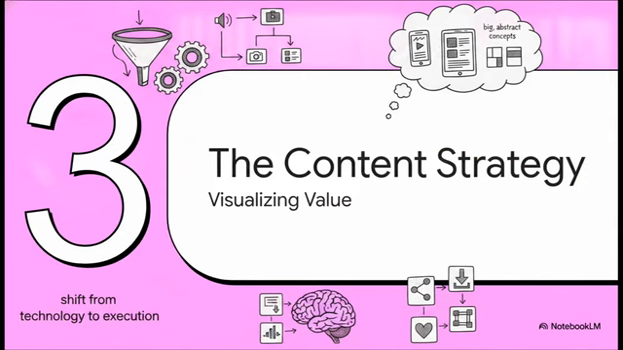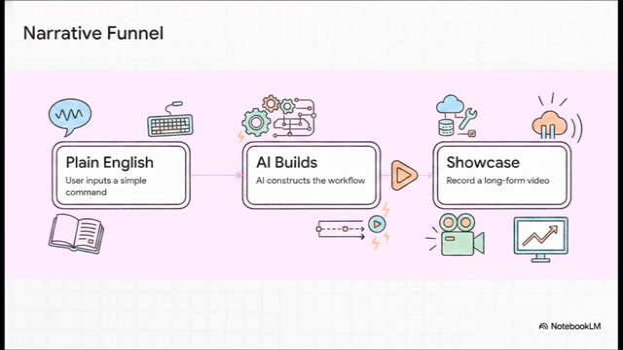All right, let's shift gears. Section 3, the content strategy. Let's see how this builds, because how do we actually package these big, kind of abstract concepts for a digital audience? Well, it all comes down to a complete narrative funnel. Step 1, the user inputs plain English. Step 2, the adaptive AI jumps in, does all the heavy lifting, and constructs that workflow in the background. And then step 3 is the showcase, broadcasting this totally frictionless process to the world. It's all about visually proving that journey step by step.